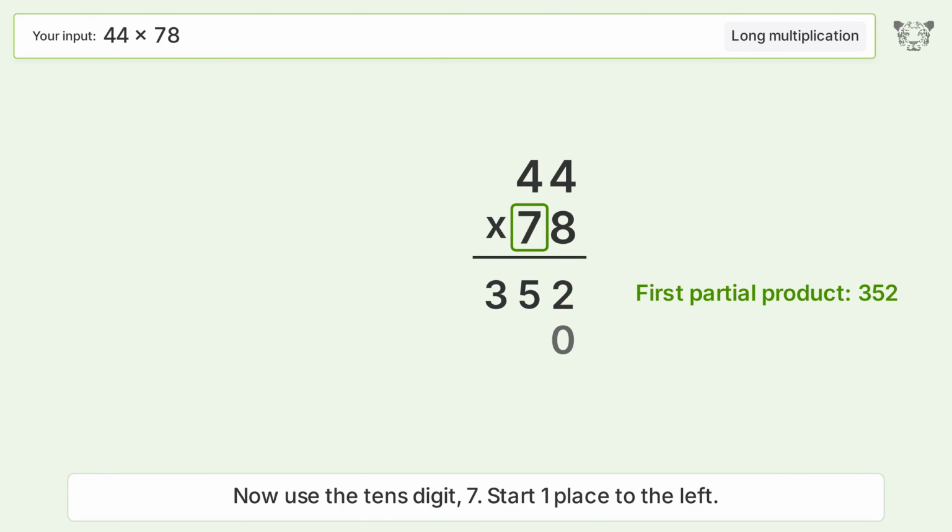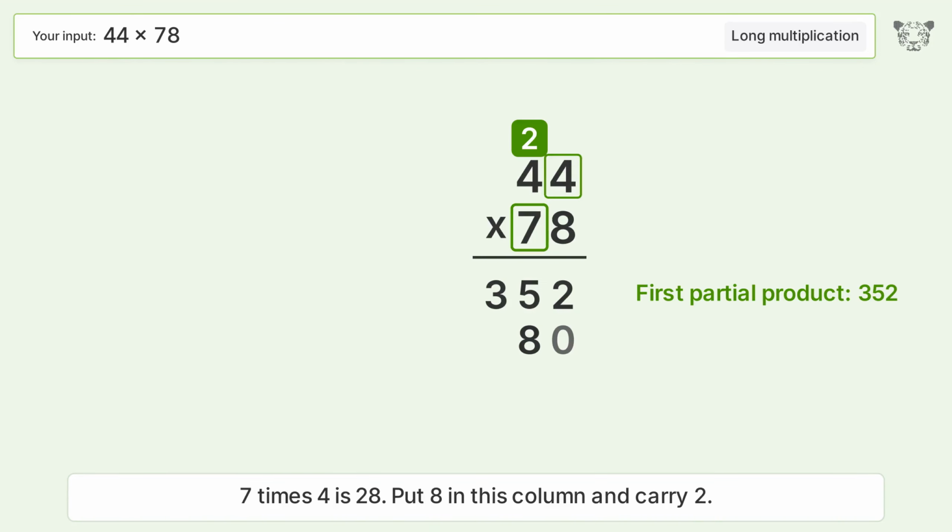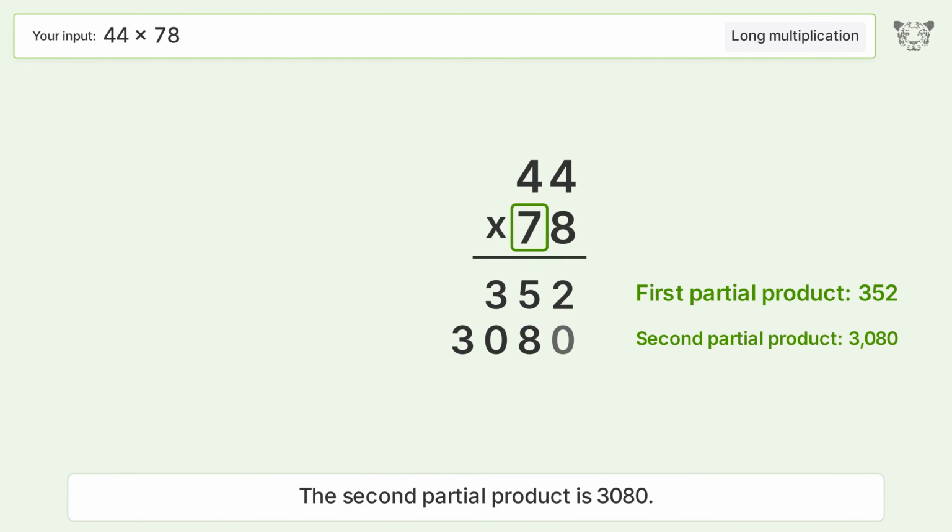Now use the tens digit, 7. Start one place to the left. 7 times 4 is 28. Put 8 in this column and carry 2. 7 times 4 plus the carried 2 is 30. The second partial product is 3080.